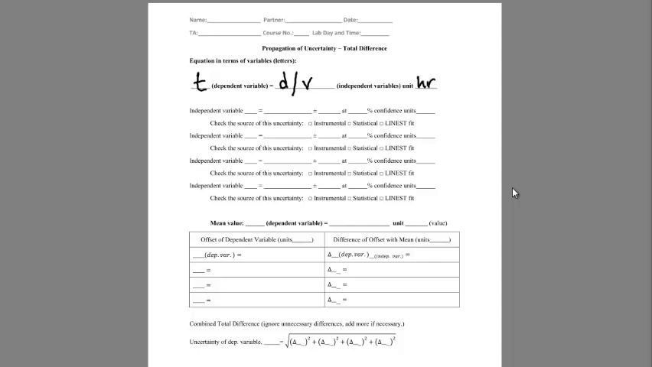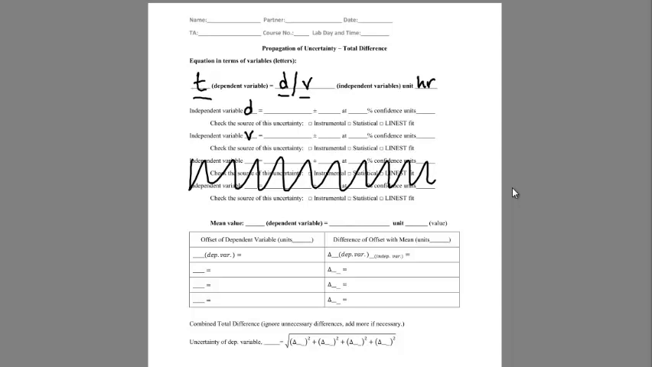It's always important to keep track of units because, as you learned in your lab, they could help you. So then we have to go through each of our independent variables. In this case, this is the dependent, and each of these are our independent variables. So we're going to write each of these independent variables here. I'm not going to be using these things because I only have two independent variables.